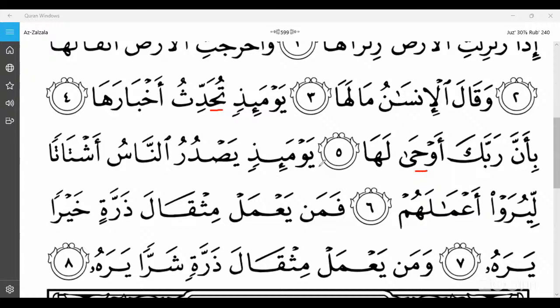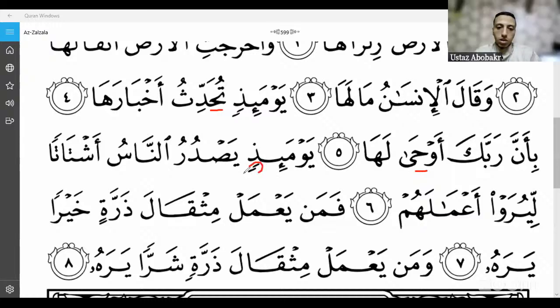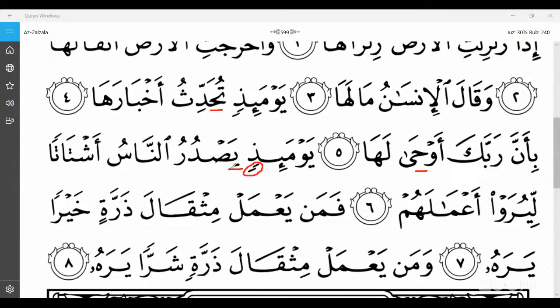يومئذ يصدر الناس أشتاتا ليروا أعمالهم فمن. Yes, here we have tanween followed by ra. I'm sorry, followed by ya. So we make ya idgham with ghunna. يومئذ يصدر الناس أشتاتا ليروا أعمالهم فمن يعمل مثقال ذرة خيرا يره, again with the letter tha.